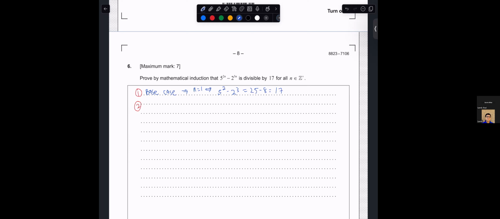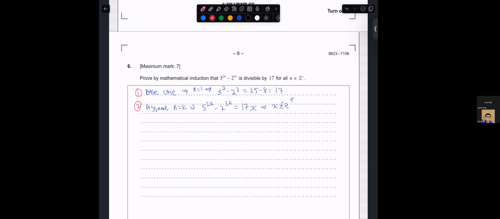Now the second step. Now we have to assume that n is equal to k. So we have 5 to the 2k minus 2 to the 3k is equal to 17x, let's say, where x is within this domain of numbers. You have to write it like that, just to show that it's divisible, like it says.